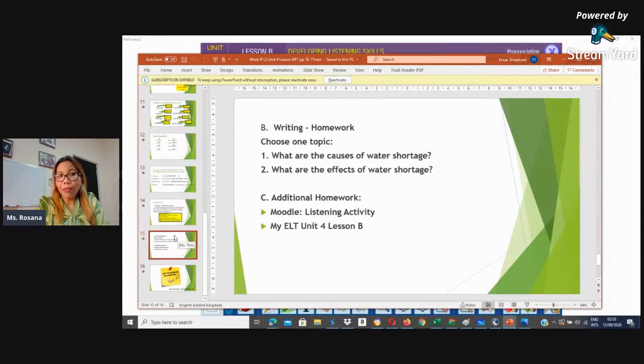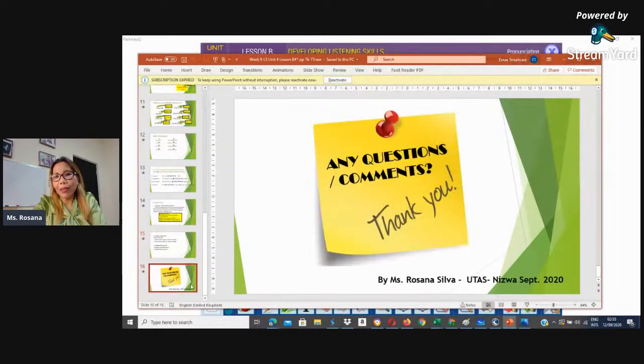Just so you know beforehand, while you are preparing for your talk, the writing topic has two topics to choose from. What are the causes of water shortage? And what are the effects of water shortage? Just choose one topic, okay? And for additional homework, there are some more listening activities, listening tests on Moodle and my ELT. Are there any questions?